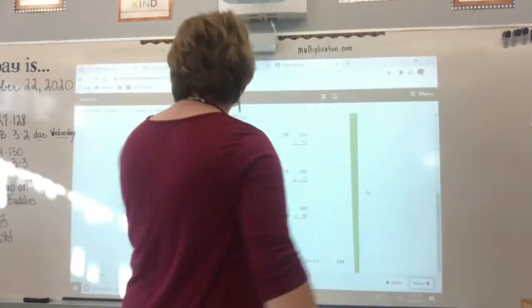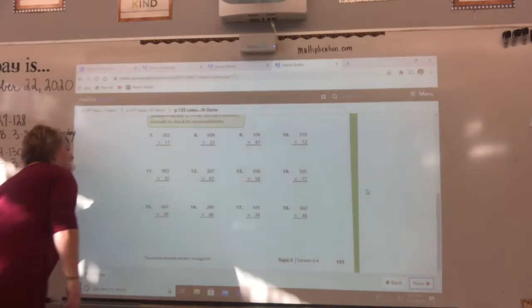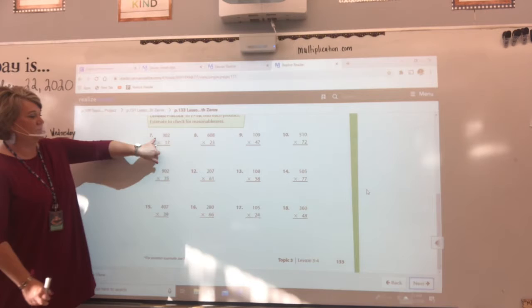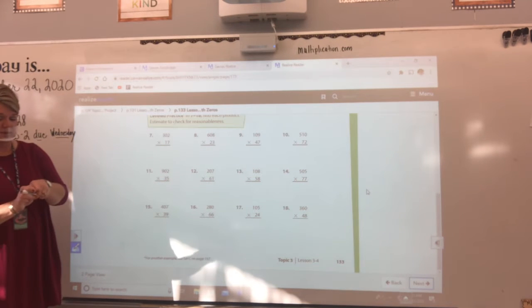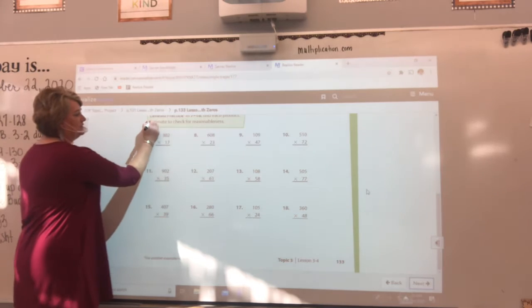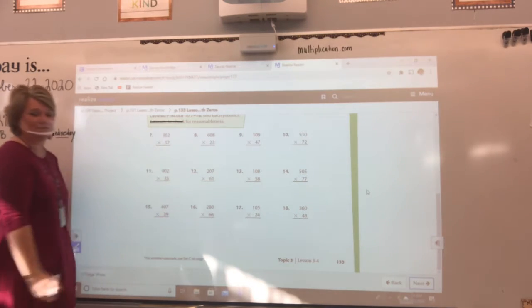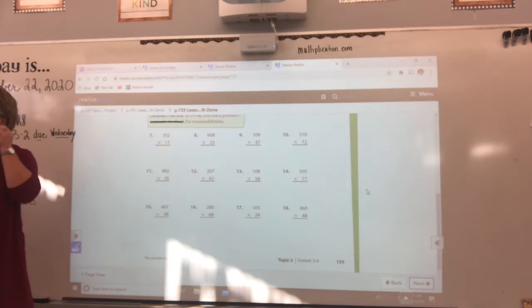Okay. So we're not going to do this top part. We're only going to start on number 7. Do you see where we're at? On the directions, mark out estimate. We're not going to estimate. We're finding the real product.